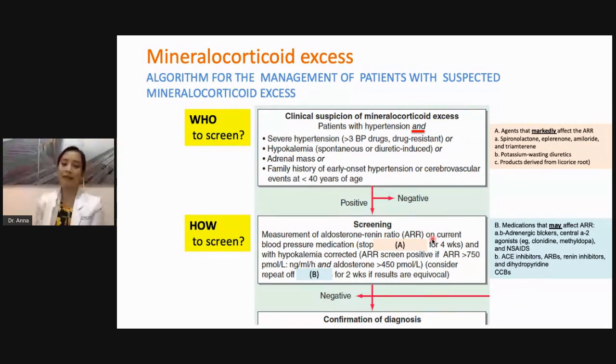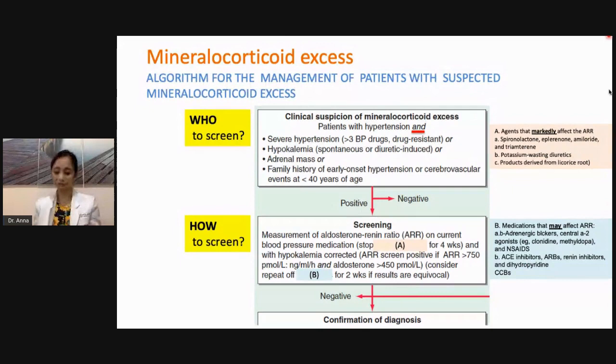So how to screen? We do an aldosterone-renin ratio, no? We usually order it as that aldosterone-renin ratio, and the lab will get the plasma aldosterone and the plasma renin, and then we compute the ratio, no, on the current blood pressure medication.